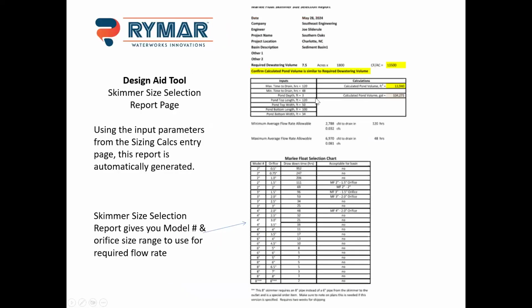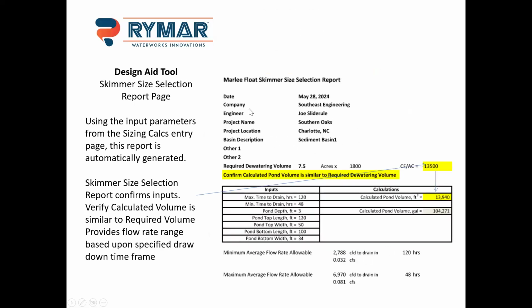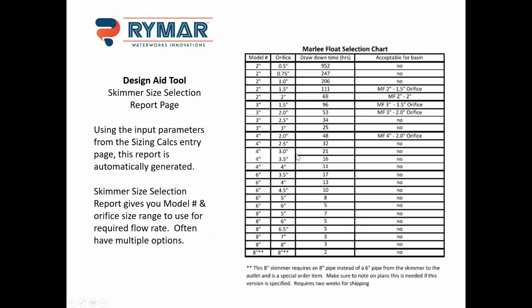It's going to take you to a nice, neat 8.5 by 11 that you can use in your SWPPP or on your plans. The top of the sheet is going to give all your information, so it's going to have everything that you plugged in. It's going to give this check right here, so you can see your required volume and your calculated volume are very close together. It's going to tell you the minimum flow rate for the maximum time and the maximum flow rate for the minimum time. And then because it is our tool, it's going to tell you which of our skimmers would be acceptable that meet that time frame.